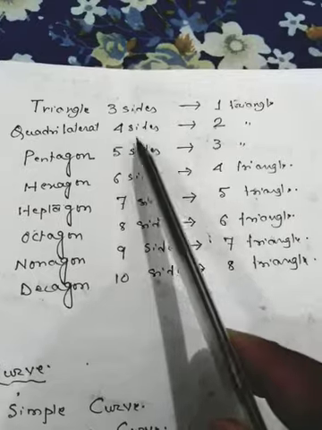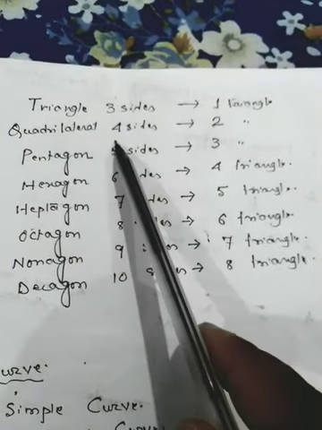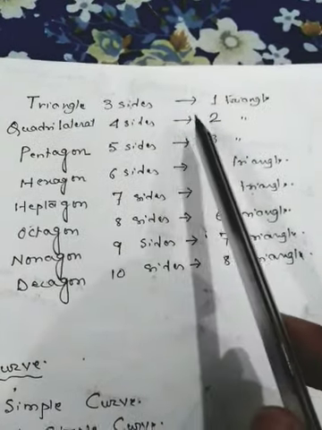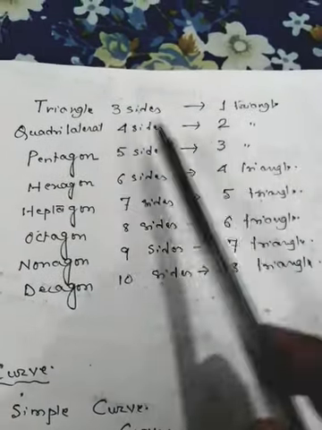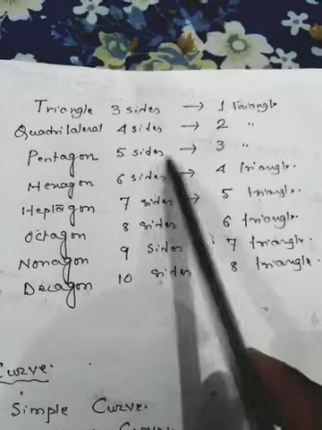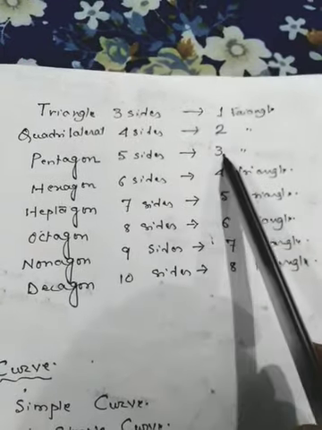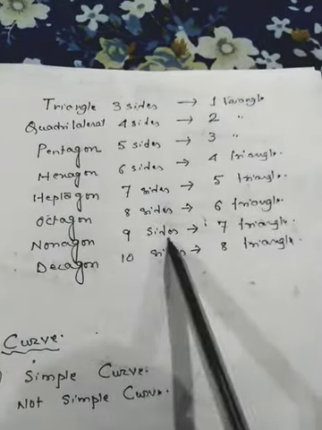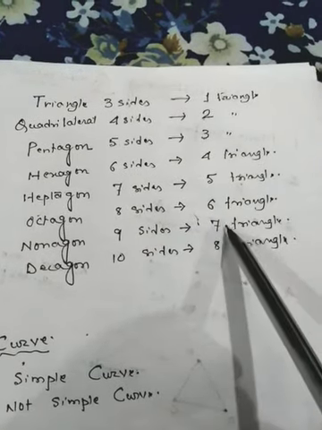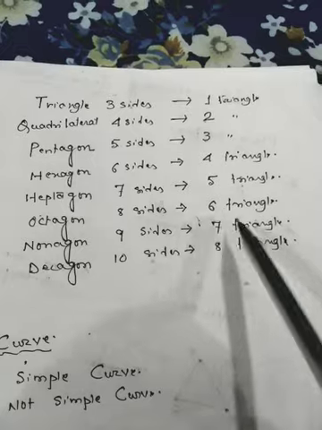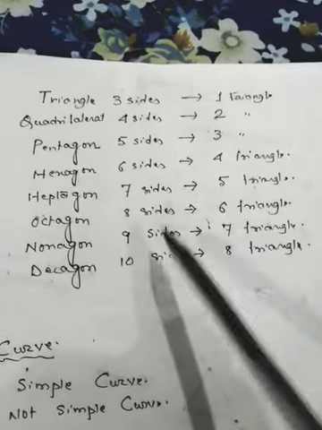If you continue like this, you will find that the difference between the number of sides and the number of triangles is 2. See, 4 sides, 2 triangles. What is the difference? 4 minus 2 is 2. Pentagon, 5 sides. How many triangles? 3. What is the difference? 5 minus 3 is 2. Now let's see a nonagon. A nonagon means a 9-sided figure. So a 9-sided figure will have how many triangles? 7. So what is the difference between the number of sides and the number of triangles? That is 2. So it is a general thing.